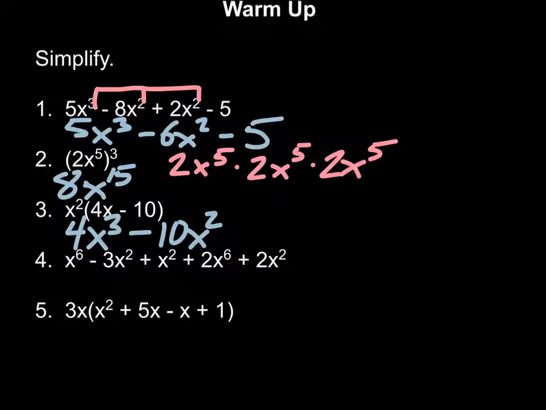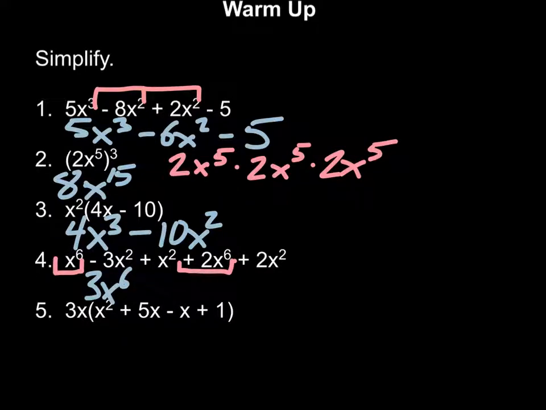Number 4. Again, we're adding them all together, so this is, again, just looking for like terms. And in this case, I have just 2 different types of like terms. I have an x to the 6 here, and I have an x to the 6 here. So I'm going to add those. So what is 1x to the 6 plus 2x to the 6? 3x to the 6. That's the answer. So we get 3x to the 6.